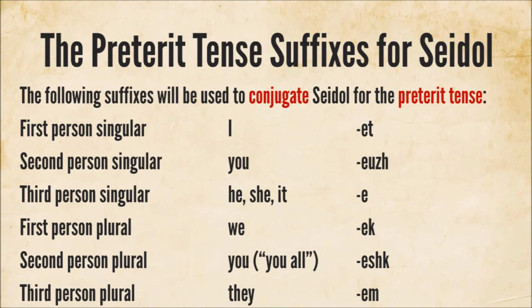All we have to do to conjugate for the preterit tense is drop the -ari at the end of the infinitive and add the appropriate suffix. So it's going to be just like the present tense, the same pattern. It's just going to have different endings to indicate that it happened in the past. So for I, the ending is going to be -et. For you, singular, it's going to be -eush. For he, she, or it, it's going to be -e. For we, it's -ek. For you, plural, or you all, it's -eshk. And for they, it's -m.